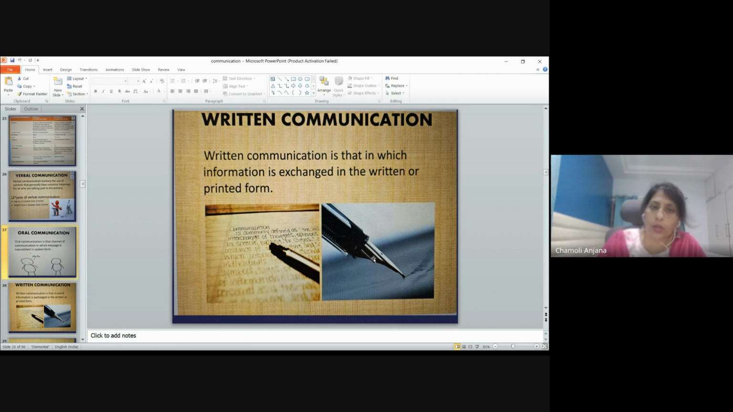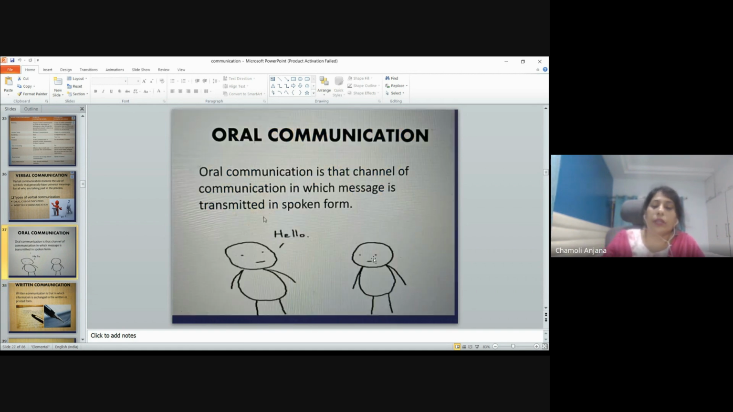When it comes to oral communication, it is a very fast form of communication, because when you are talking to each other, you are able to communicate with each other. So it happens very quickly and very fast. And here the discussions or interactions are very easy when it comes to oral communication.